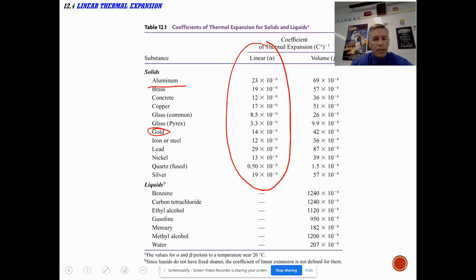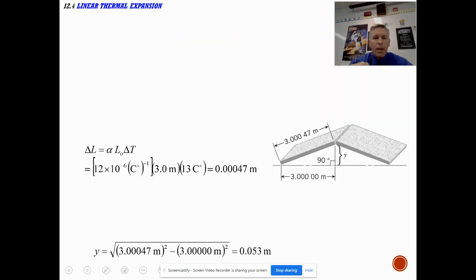So that's why I gave you this little chart here. Concrete is actually on it, so we've got a value for it. Notice that all the linear expansions are these 10 to the negative sixes. So they're really small numbers. So I take my 12 times 10 to the minus 6, I multiply by the original length, which was 3, and I multiply by the change in temperature. And this is how much one of the concrete slabs is going to change by. It's not changing by that much.